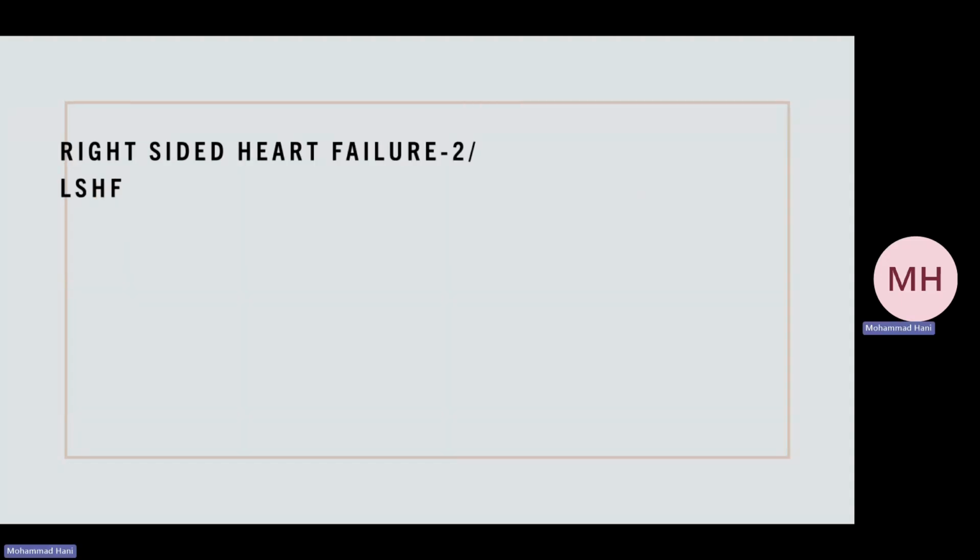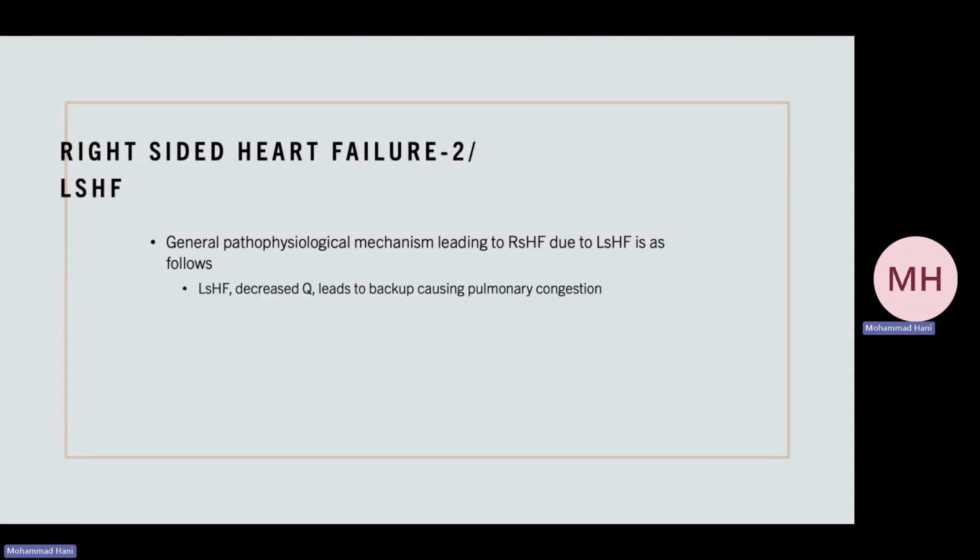So, how does left-sided heart failure develop into right-sided heart failure? This is an important question, and the mechanism is also important. This can be asked in almost all the attempts which get this question. So, general pathophysiological mechanism converting left-sided heart failure into right-sided heart failure is as follows. What happens in left-sided heart failure is you have decreased cardiac output. This leads to backup of blood, causing pulmonary congestion.